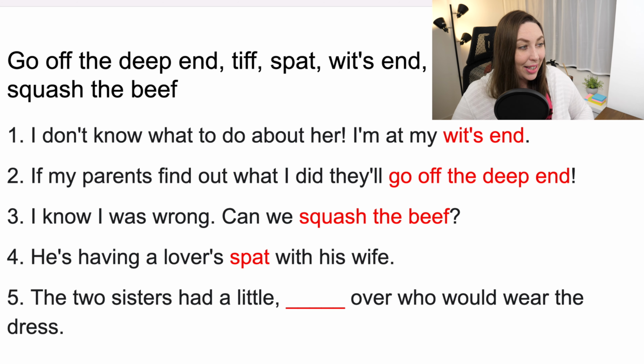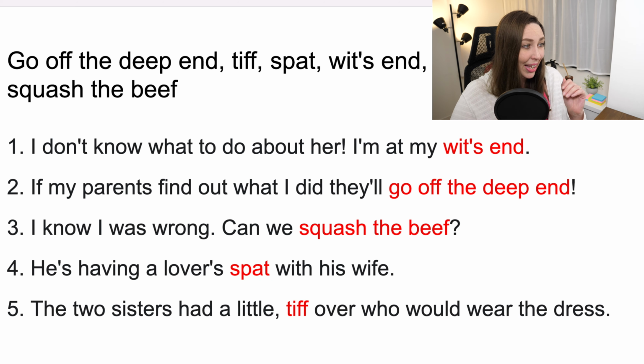Number 5. The 2 sisters had a little... over who would wear the dress. Okay, there's only one left, so let's see the answer. The two sisters had a little tiff over who would wear the dress. So they had a small argument. Remember, tiff and spat are pretty much the same thing, but usually we say lovers spat, not lovers tiff. Okay? Very good.